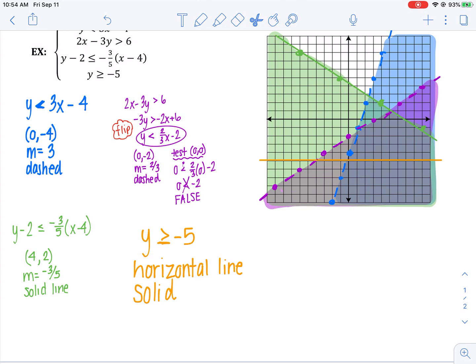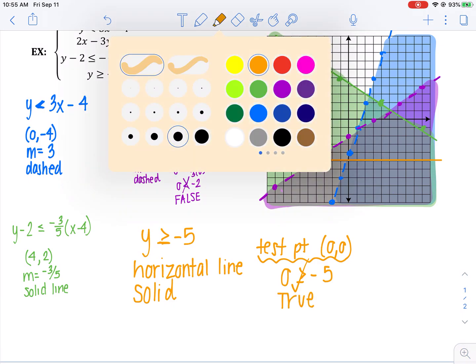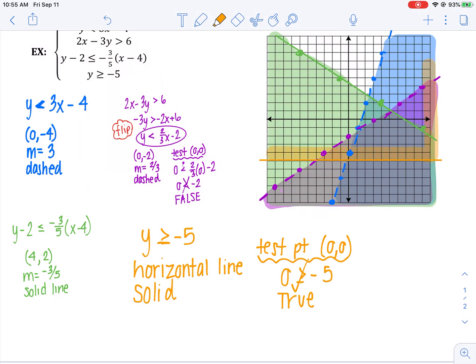Well, I want everything greater than -5, so that's shading above. I could again do my test point of 0, 0, because that's clearly on the top. And I'm asking, is 0 greater than or equal to -5? That's true, so I'm going to shade above. So here's my line, shading above. A lot of organization happening. There we go.